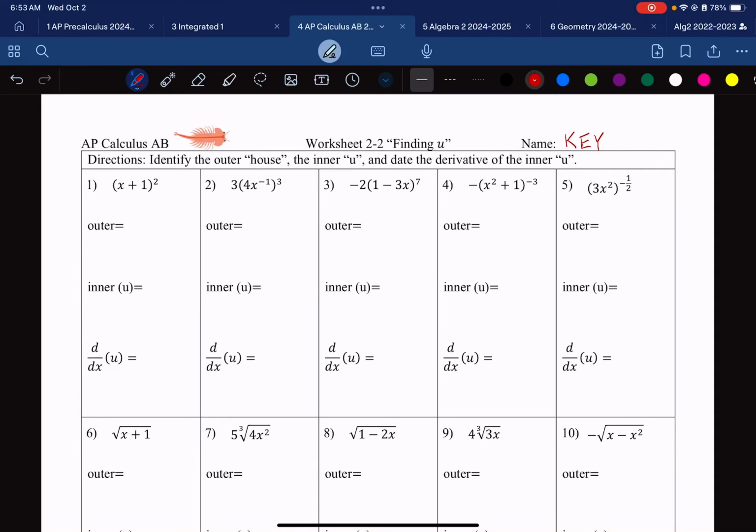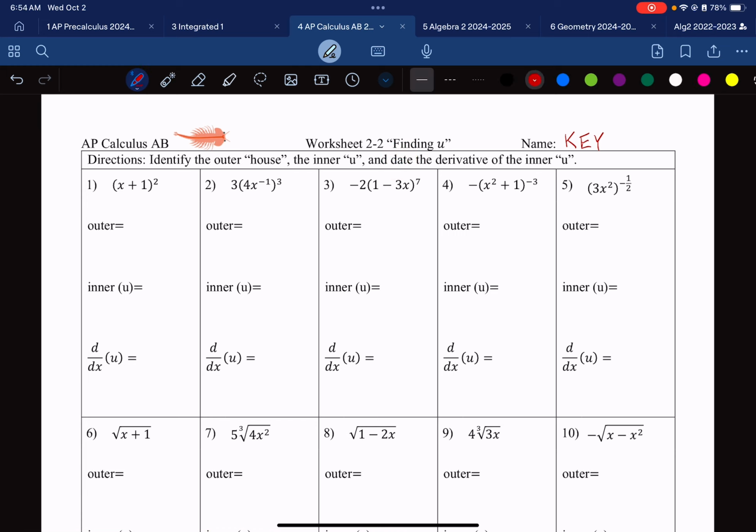This is AP Calculus AB. We're in worksheet 2-2, finding U. All right, directions, we're just trying to find the outer house, the inner U, and take the derivative of the inner U. That's a typo that will be fixed in the future.